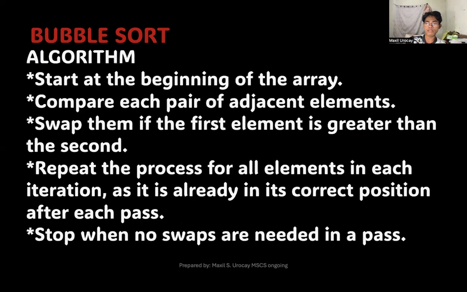The algorithm starts at the beginning of the array. We compare each pair of adjacent elements, and we swap them if the first element is greater than the second element. Then we repeat that process for all elements in each iteration, and the last element is in its correct position after each pass. Our goal is for the largest data to be put in place at the end. We stop when no swaps are needed in a pass.